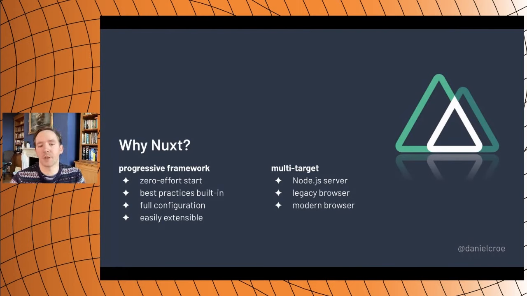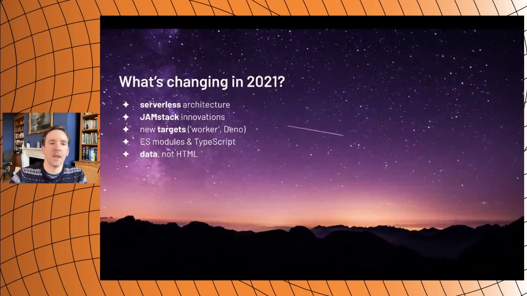So we actually have 3 targets at the moment that we support with Nuxt. The idea is that you can write code once, and it runs in all of these targets, and that allows some of the cool features like isomorphic rendering, rendering something on the server that is then hydrated on the client side. Lots of things are changing, though.